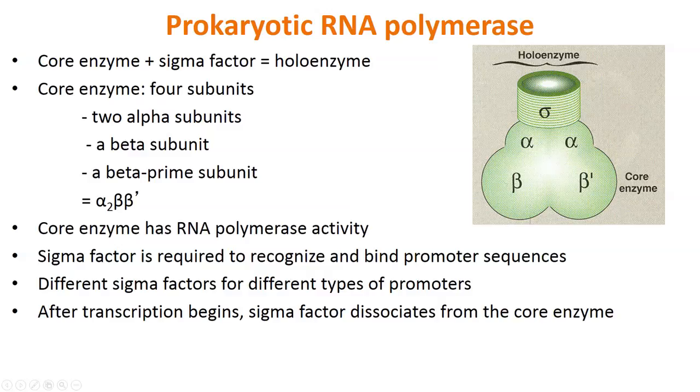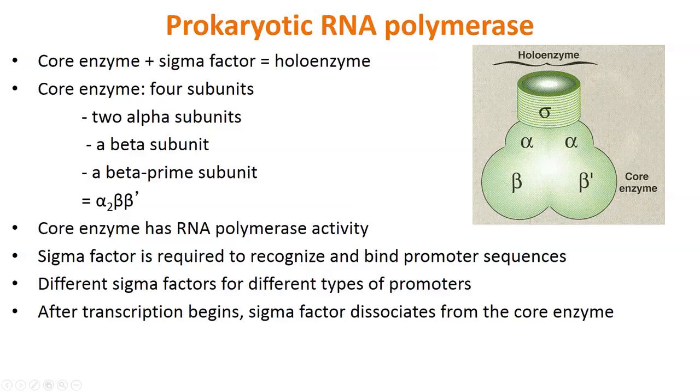Therefore, you actually are going to have different sigma factors for different promoters. So certainly certain genes you want turned on at different times, right? This is one of the mechanisms by which you can control that. You can have a different sigma factor to recognize different promoters.